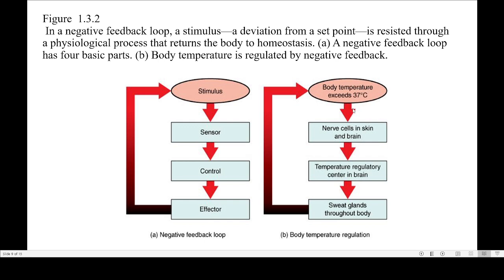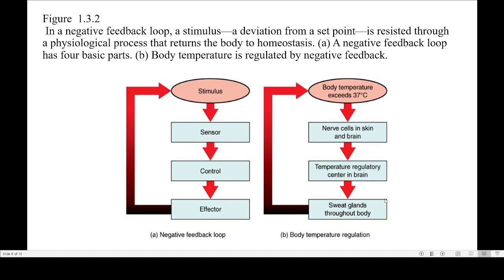This stimulus produces impulses. They will travel to the receptor: nerve cells in skin and brain. Then these receptor cells produce impulses and they travel to the temperature regulatory center in the brain. Basically, the hypothalamus is responsible for thermoregulation. It interprets the data and produces output. Output will travel to the effector organ. Here the effector organ is a sweat gland, and the glands produce sweating throughout the body, and it reduces body temperature. So here the response is the reverse of the input, or the stimulus.